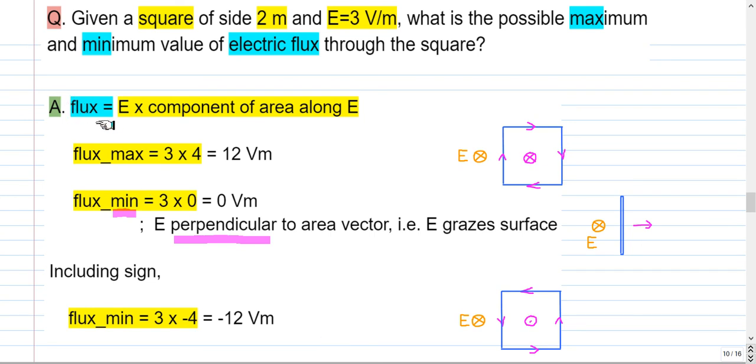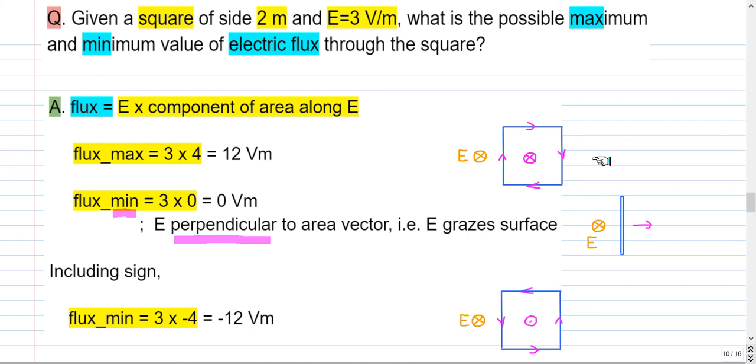So the flux through an area is given as E dot dA. That is E into dA into cos theta, and dA cos theta is the component of area along E. The dot product of any two vectors, say A and B, is A dot B, which is A into B cos theta. So that can be interpreted as A into the component of B along A.